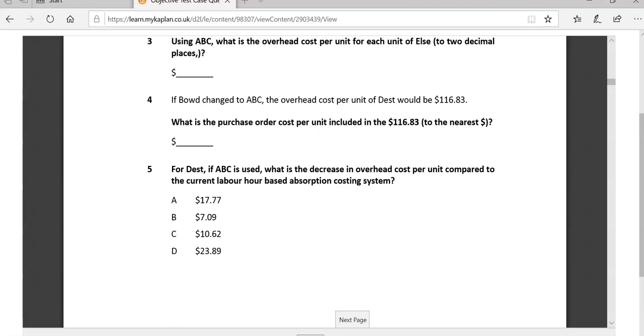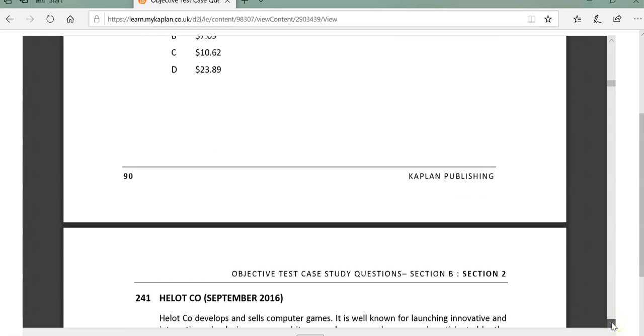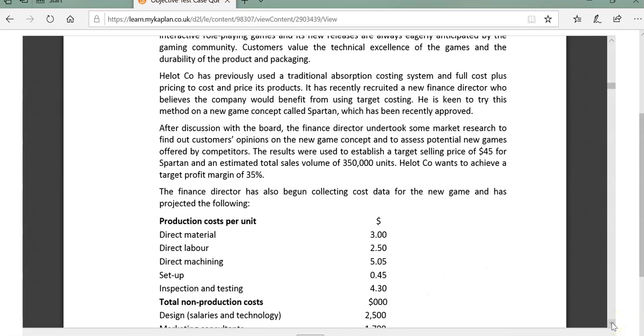Okay, great. Question 241. Helot, Helot Co or Helo Co, however you wish to go with that. This is all about target costing, and as usual, I'm sure you've looked at the question, and you're just using mine to verify or clear up a few things.